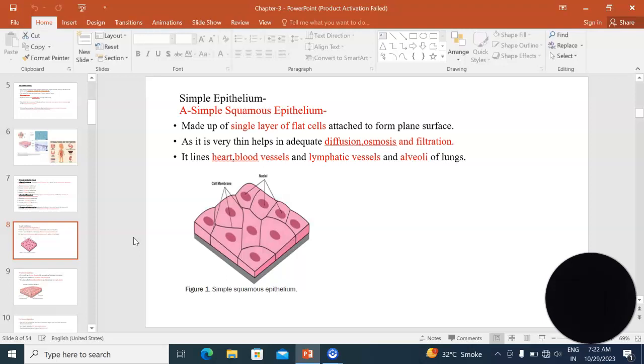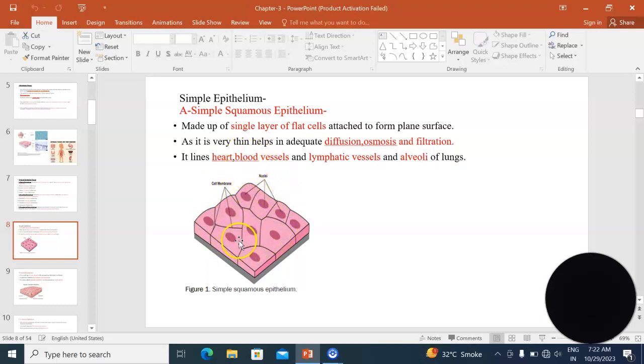So moving further, the first type we will study under simple epithelium is the simple squamous epithelium. As you can see in the diagram, there is only one single layer of flat cells which are attached on the basement membrane. And this layer of cells forms a plane surface at the top. Now, the characteristic of this tissue is that it is very thin.